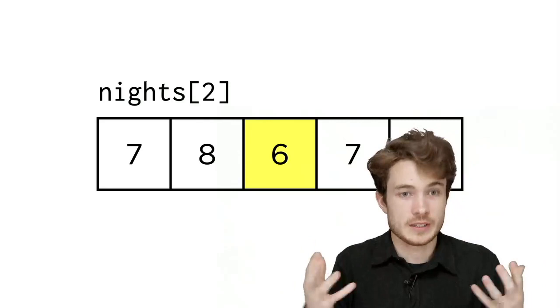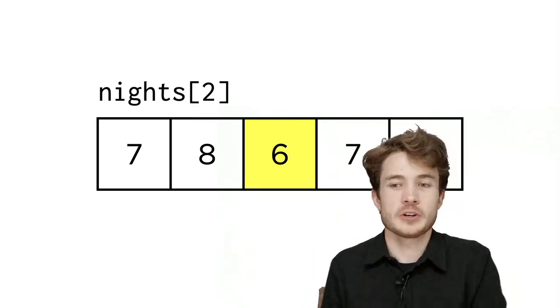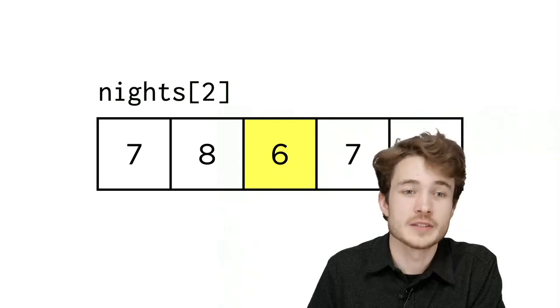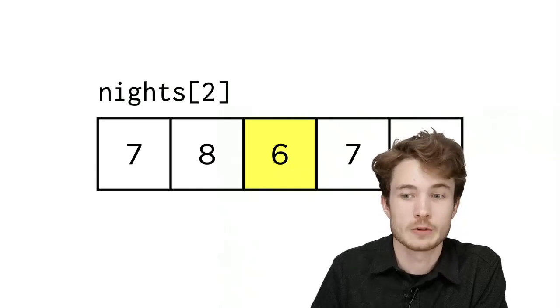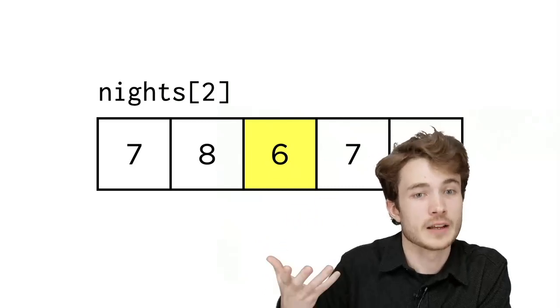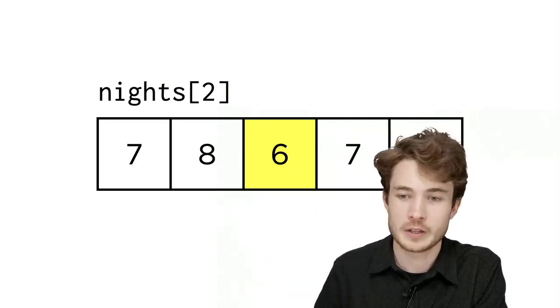So key idea here, we start counting from 0 as we're working with arrays, and there's a technical name for this, which is that arrays are 0 indexed. And what we're doing here is using this index, or this number, to find the value of the array that we're actually looking for.